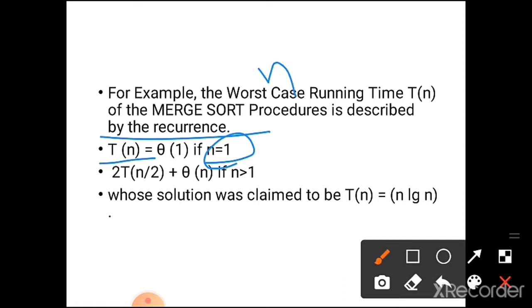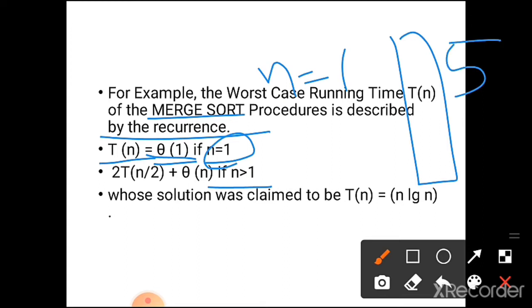If the input n is equal to 1, that means there is only a single element in the unsorted array. So if there is a single element, the time required to complete the execution of the merge sort procedure is theta of n. If n is greater than 1, that means more than one element is present in the array. Then what does the merge sort procedure do? If there are 10 elements, first we divide the array into 2 halves, each half containing 5 elements.